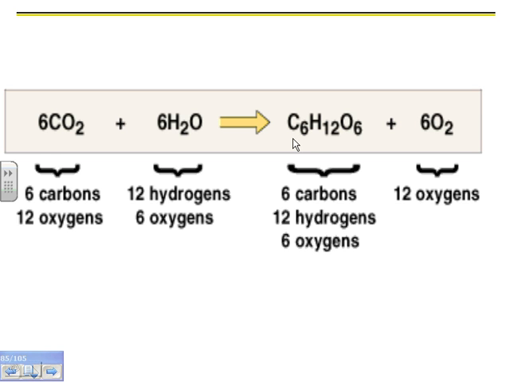So we've got 6 carbons on this side, and look at this, 6 times, there is only 1 carbon in each molecule of carbon dioxide, so you need 6 atoms of carbon. So that's all set. We've got our carbons. Now let's look at hydrogens. There are 12 hydrogens here, and look at this, 6 times 2, that's 12 hydrogens here.